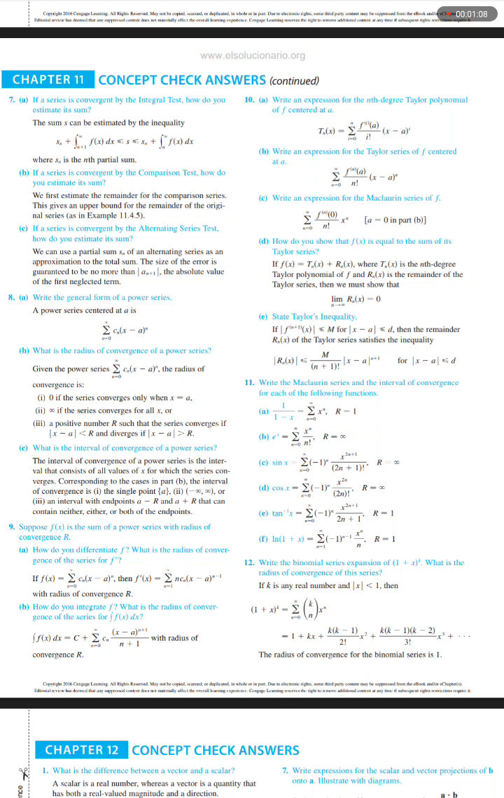If a series is convergent by the alternating series test, how do you estimate its sum? We can use a partial sum S sub n of an alternating series as an approximation to the total sum. The size of the error is guaranteed to be no more than the absolute value of a sub n plus 1, the absolute value of the first neglected term.